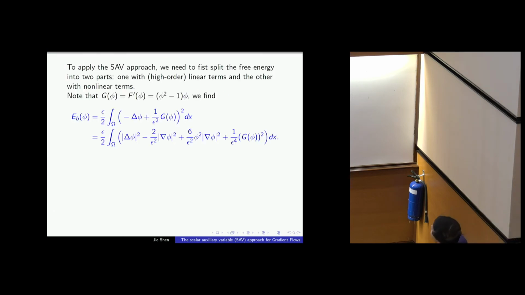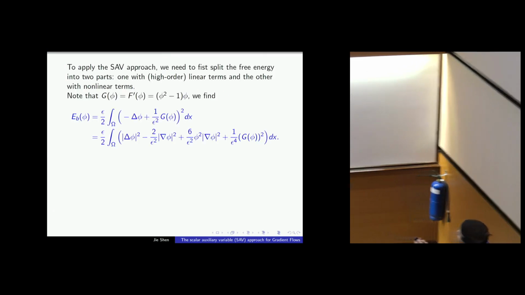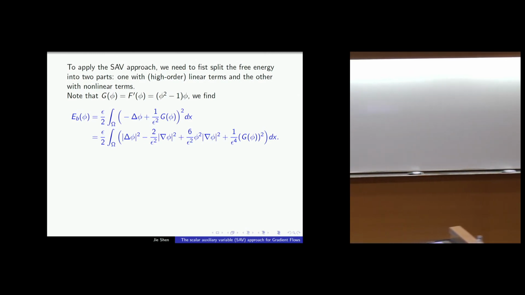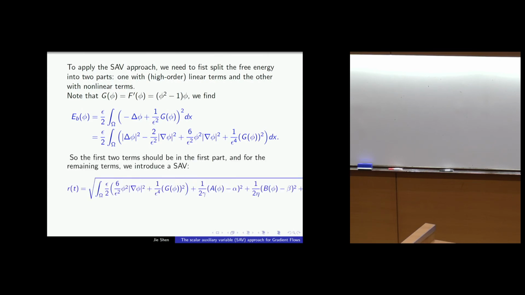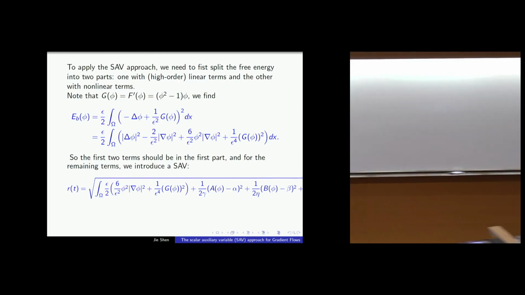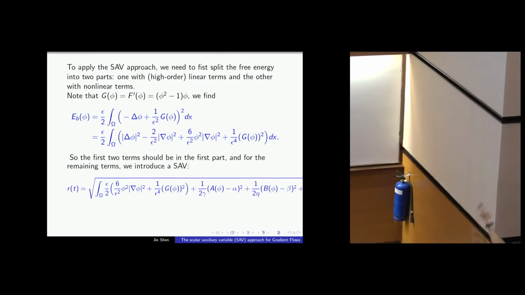To split this energy into two parts, you have to look at the bending energy. You expand it out, so you get two linear terms and two nonlinear terms. The linear terms you put into the implicit part, and this part, along with the volume and the surface area constraint, you deal with by introducing SAV. So this is the recipe, right? You do it like this.